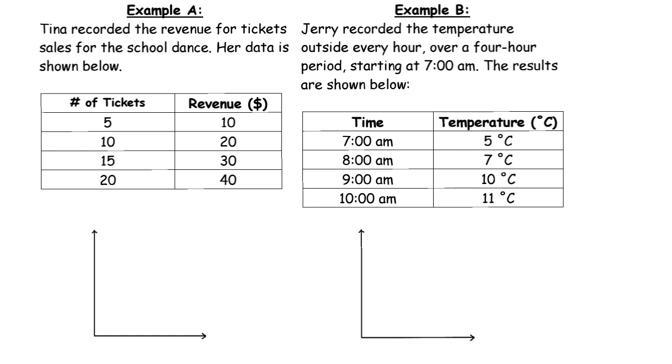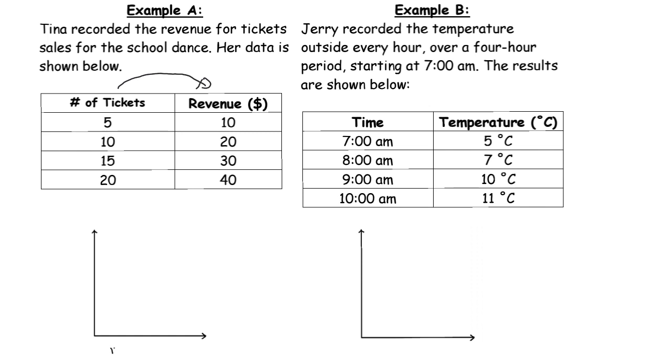So Tina recorded the revenue for ticket sales for the school dance. Her data is shown below here. What we want to do first of all is figure out what determines what. In other words, what's going to go on what axis here? Does the number of tickets determine the revenue, or does revenue determine the number of tickets? I think most of the time the relationship goes this way: the number of tickets that we sell is going to determine the revenue that we get here.